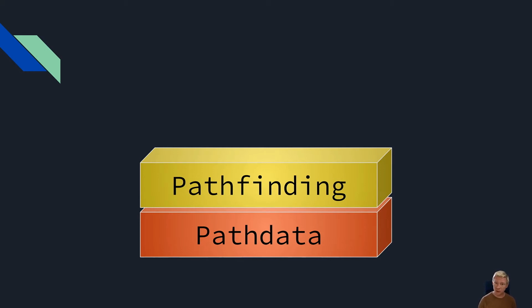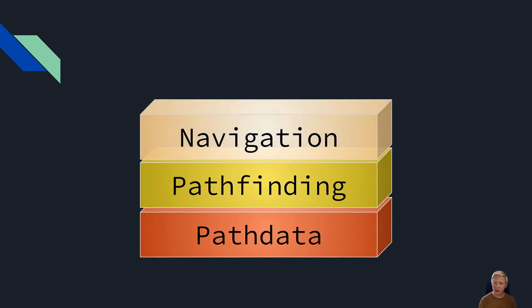Then, sitting on top of pathfinding, we have our navigation system. It's the navigation system's job to request a path, but also to then take that path and guide the character along it. We'll look at how we can set up a very basic navigation system, and at how we can enable characters to skip ahead and take shortcuts. That's going to be part of it.